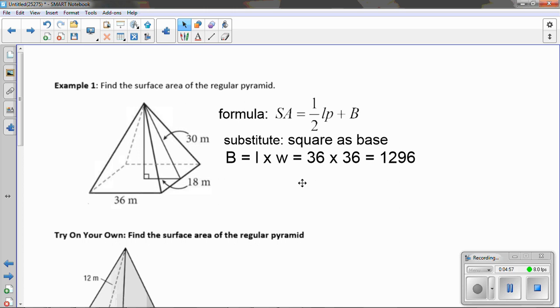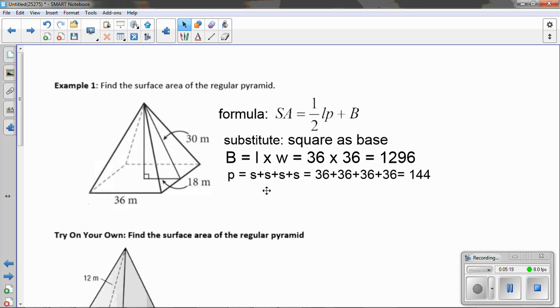So 36 times 36 gives me 1,296. For perimeter, I'm just adding up all the sides. So 36 plus 36 plus 36 plus 36 gives me 144. Now that I have that, I just need my slant height, which is the one on the outside right here.